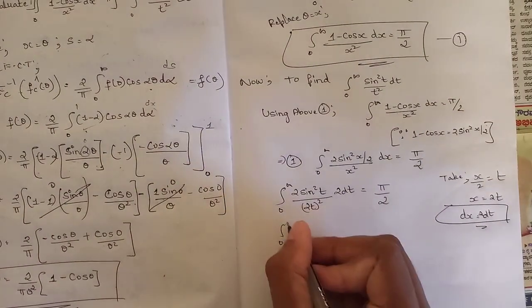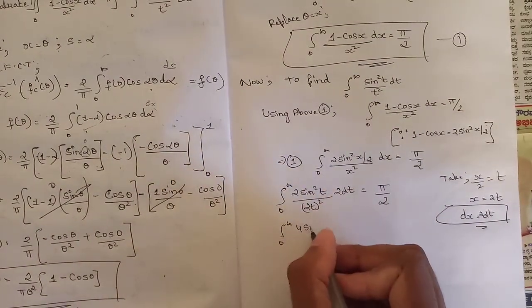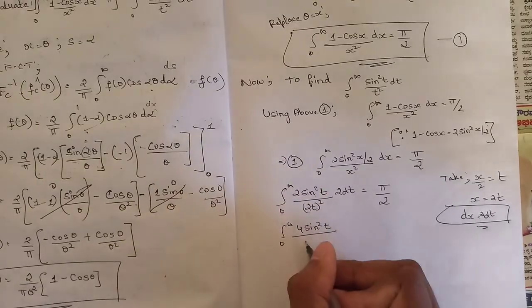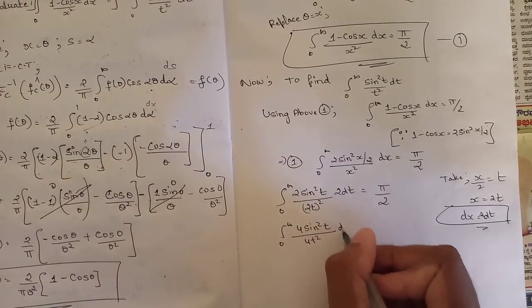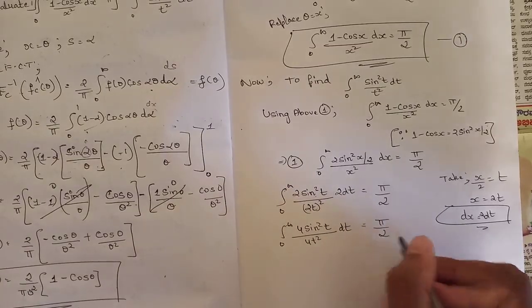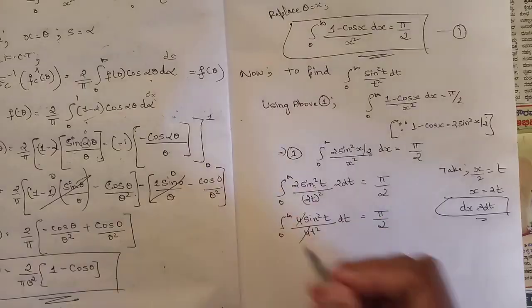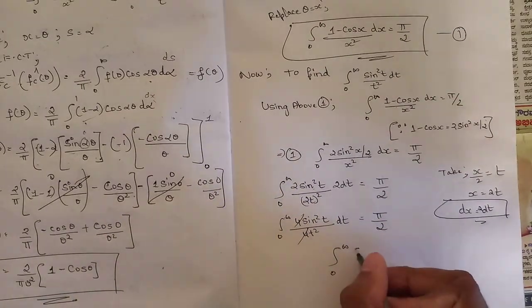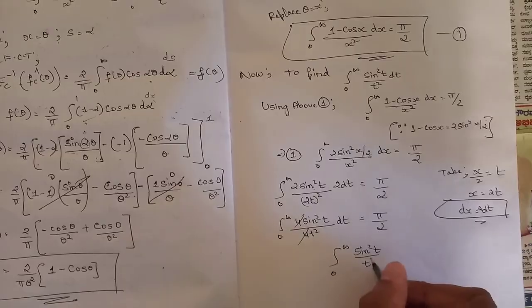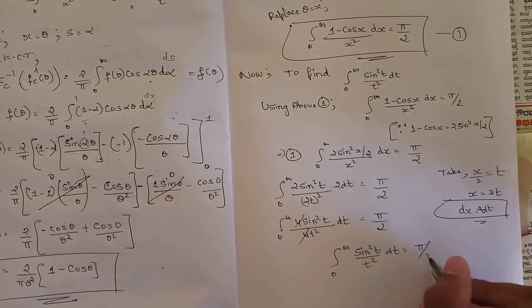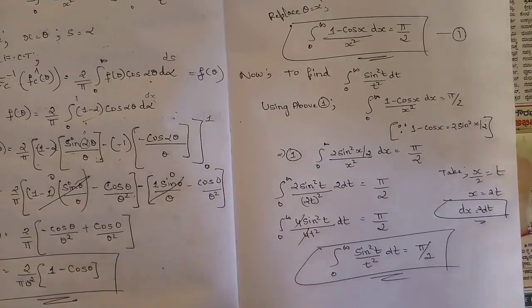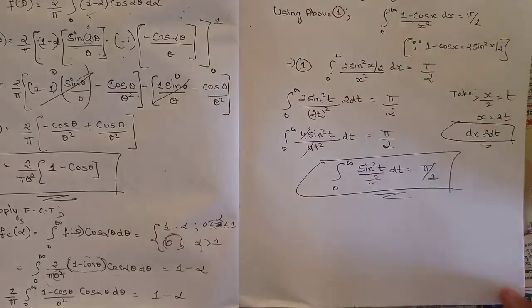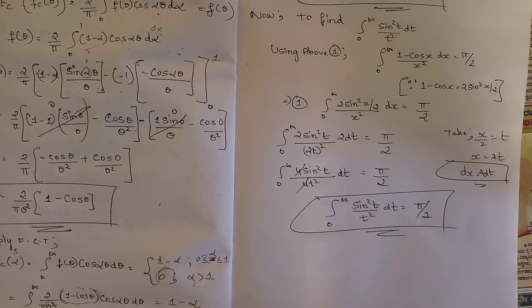So this is 0 to infinity, 2 into 2 is 4 sine square t divided by 4t square dt is equal to pi by 2. So now if we cancel this 4 and 4, the terms left out are sine square t by t square into dt is equal to pi by 2. So that's all we need to solve, right? We need to solve this only, right? So now see, by using the first equation we have solved this case also, right? So in this way we need to solve these particular integrals when they have given the integral.